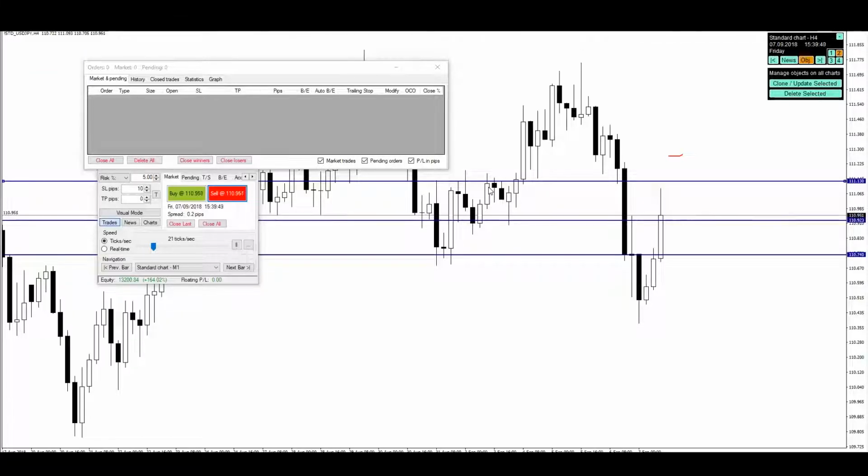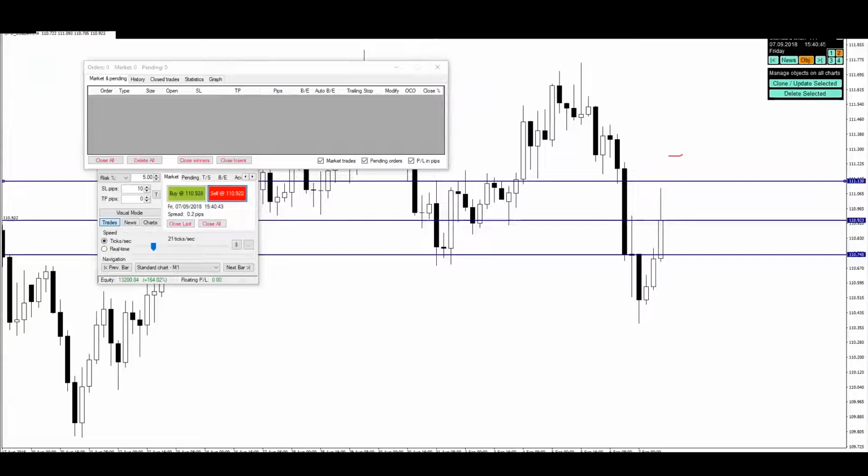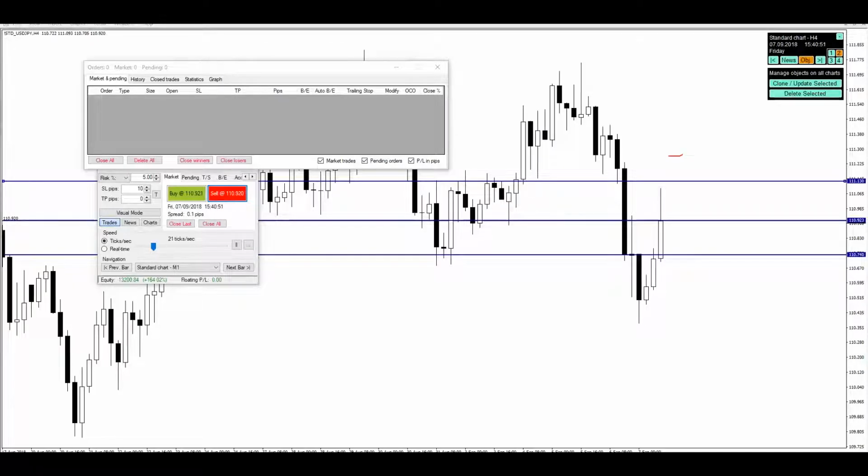Didn't it activate the sell stop as well? No, it didn't activate the sell stop. Oh, it didn't? No. You guys were watching it.